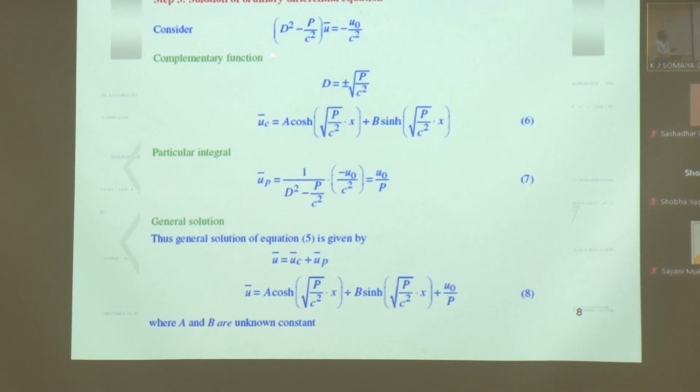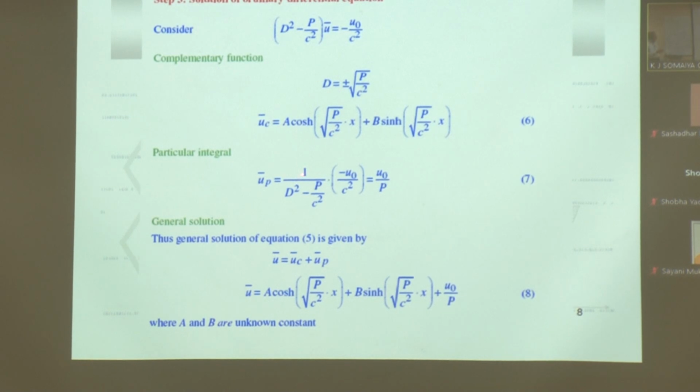So I have used the operator D. D operator is the derivative with respect to x. Its corresponding roots can be written like this, and this can be written either in the exponential function, or we can write it in the hyperbolic function. That theory part is already known to you, and therefore the complementary function of u can be written as a cosh, I have written in the hyperbolic function, so cos hyperbolic of root of p by c square times x, plus b sinh, that particular term.